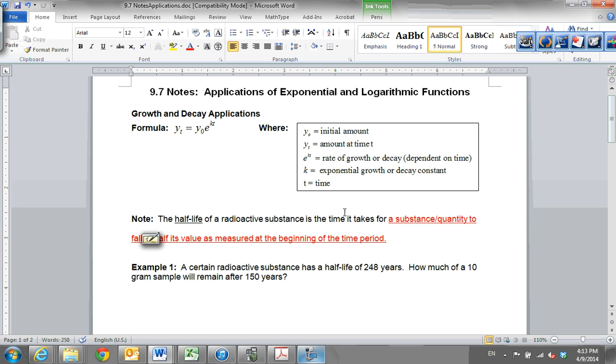Anyway, got a definition of what half-life is. You probably already know what half-life is. It's just the amount of time something takes for it to become half of what it was at the beginning of that time frame. So let's go and get started.